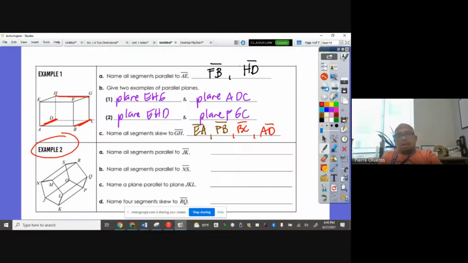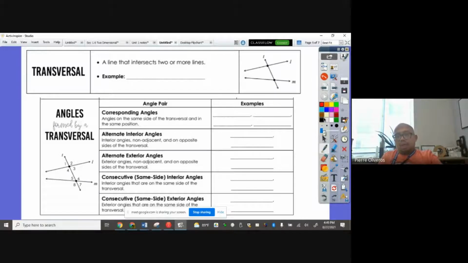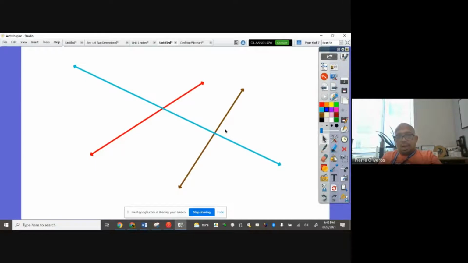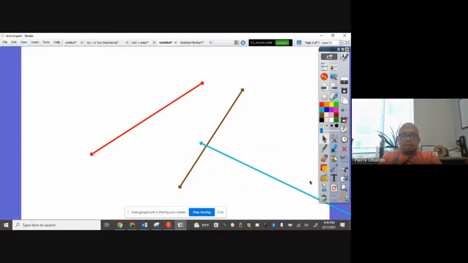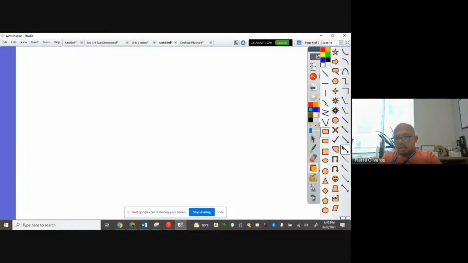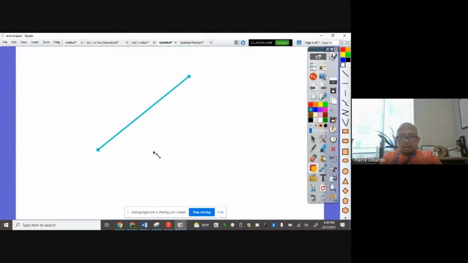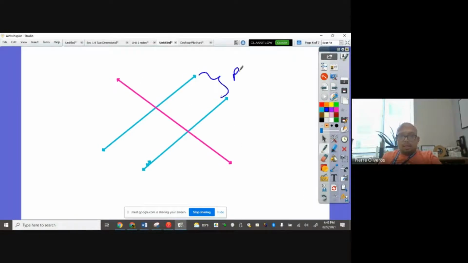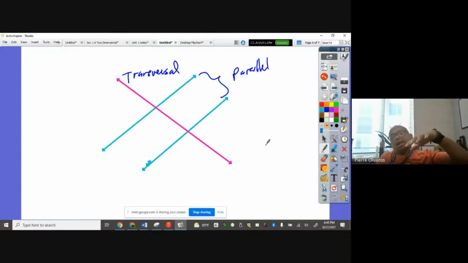All right, next, transversal. A line that intersects two or more lines. So, for example, let's say I have two lines that are parallel. Let's say these two blue lines are parallel. And my transversal line will be this pink one here. This is the parallel lines. And this is my transversal line. The one that cuts through the parallel lines and creates various angles.